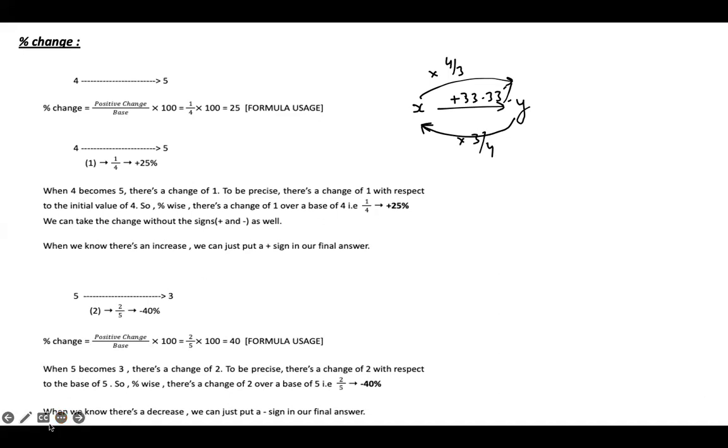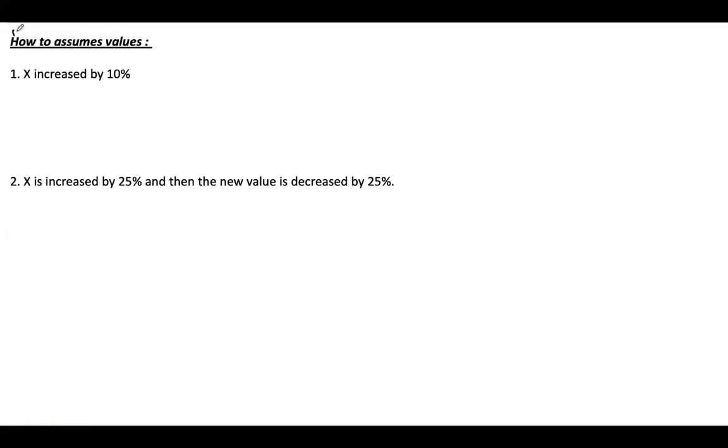This is also an important part. How do we assume values? It says x is increased by 10%. So what finally comes? x times 1 plus 10%, which is 1.1x, or 11x by 10. In order for this value to be a simple value, easier to calculate, which value of x should I suppose? One which cancels the denominator completely, or that is a multiple of the denominator.